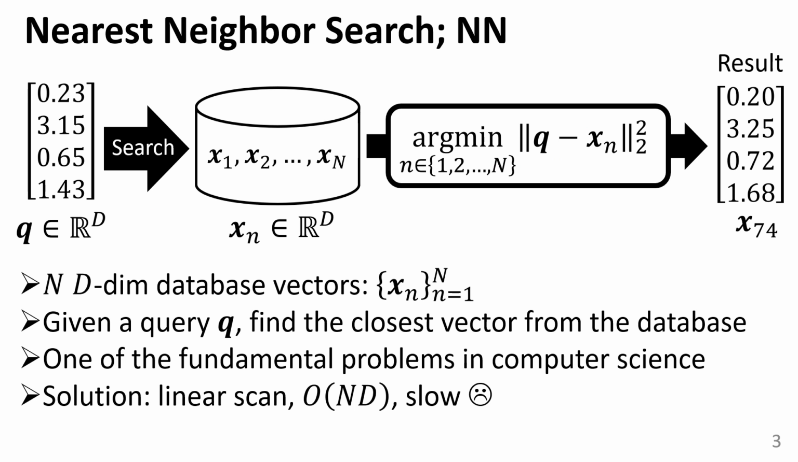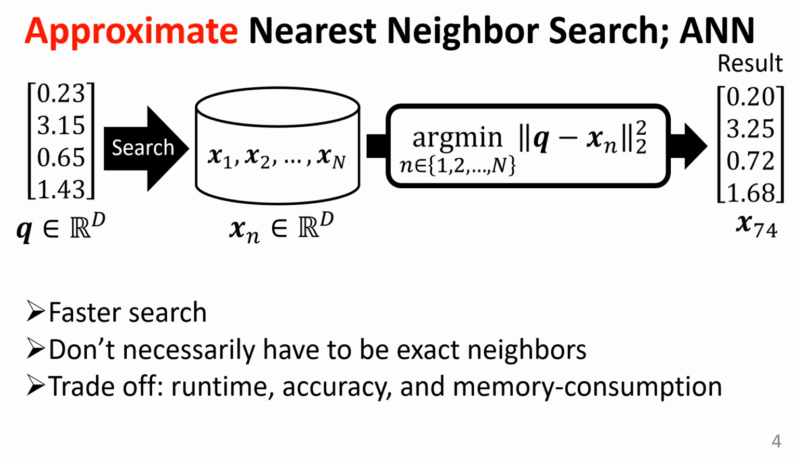This is one of the fundamental problems in computer science. The solution here is, of course, linear scan. It has a linear cost in the number of vectors N, so it's slow if N is large, right? So we need a faster method. In this tutorial we are considering approximate nearest neighbor search, ANN. It's a much faster search, and it doesn't necessarily have to find exact neighbors. There's a trade-off among runtime, accuracy, and memory consumption.